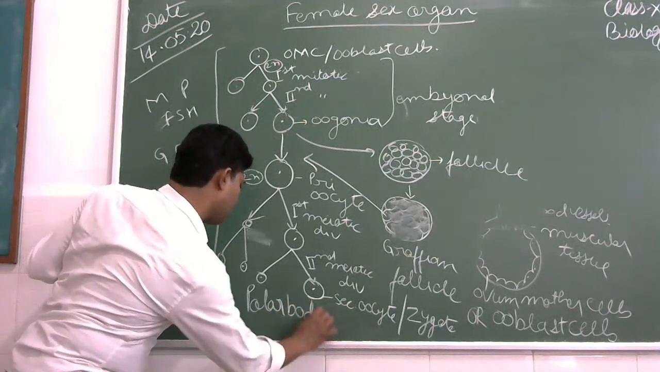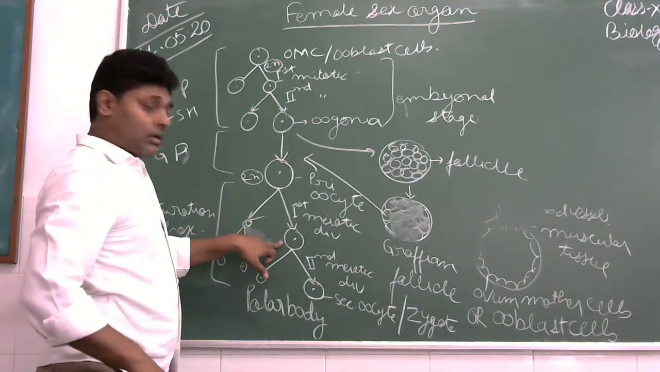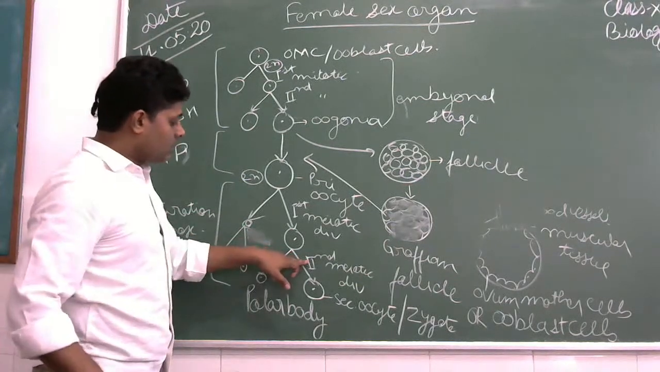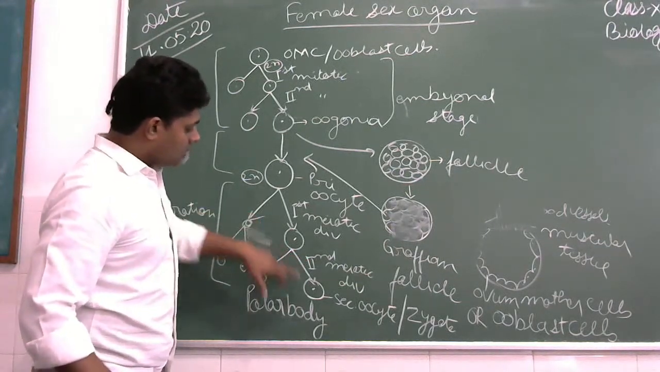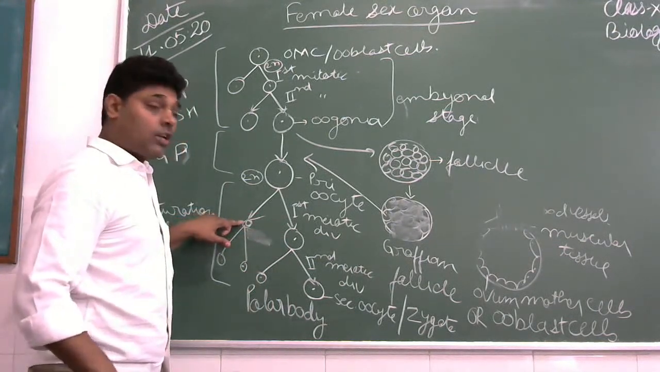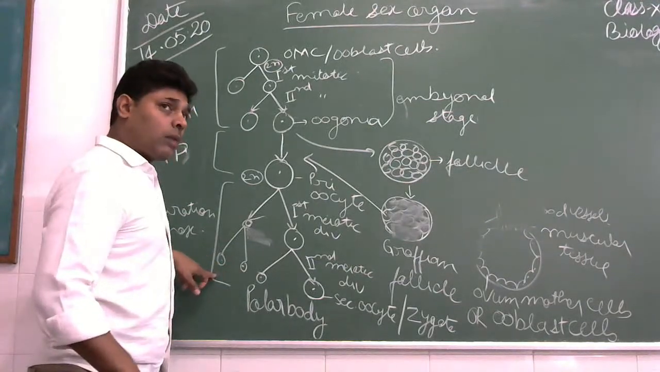Polar body. Okay, so one oocyte and one polar body. Then the next meiotic division again makes one oocyte and one polar body, and this polar body divides to make one and two polar bodies.